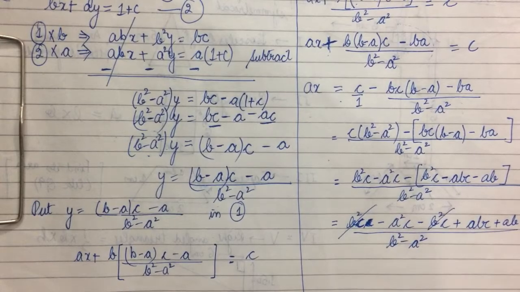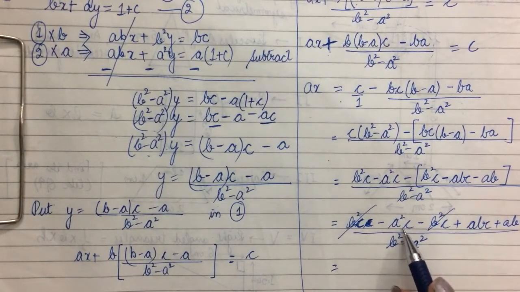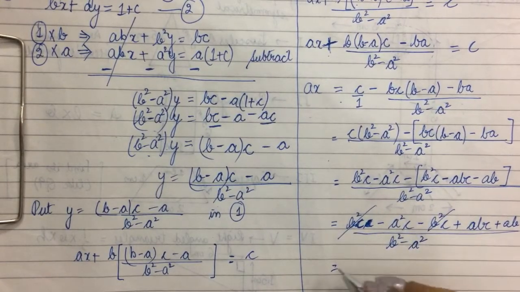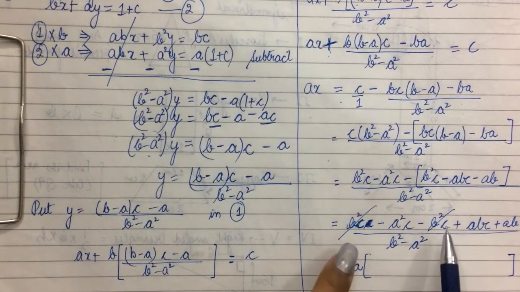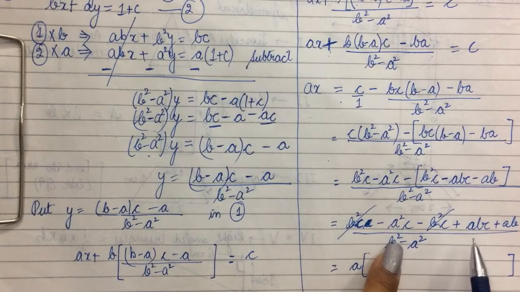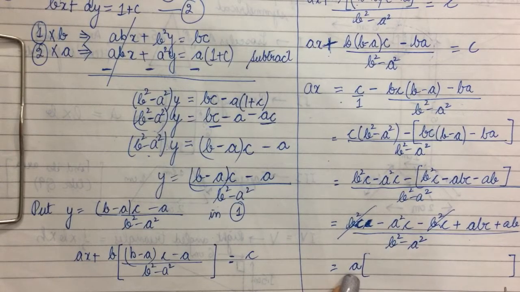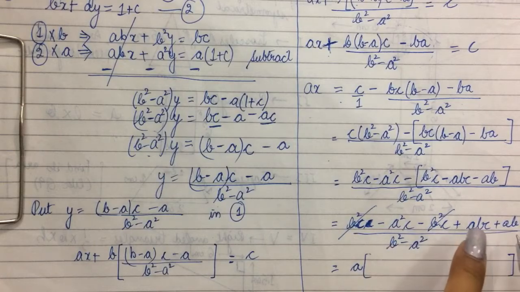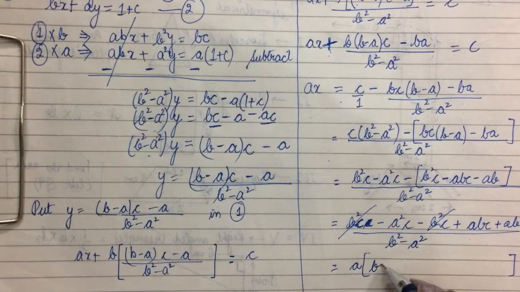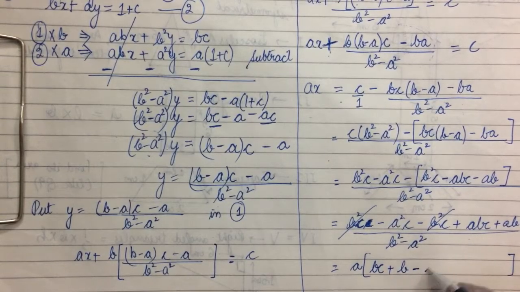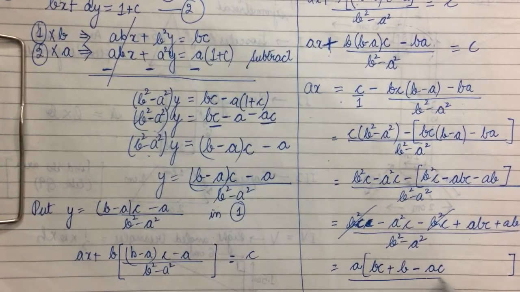These terms get cancelled, and overall from these three, a is common, so I'm doing that side by side. These two terms get cancelled. The remaining three terms have a common. I'm taking that a common and I'm reordering, writing positive terms first, the negative at the end. So I've got bc plus b minus ac. In the denominator I have b square minus a square.